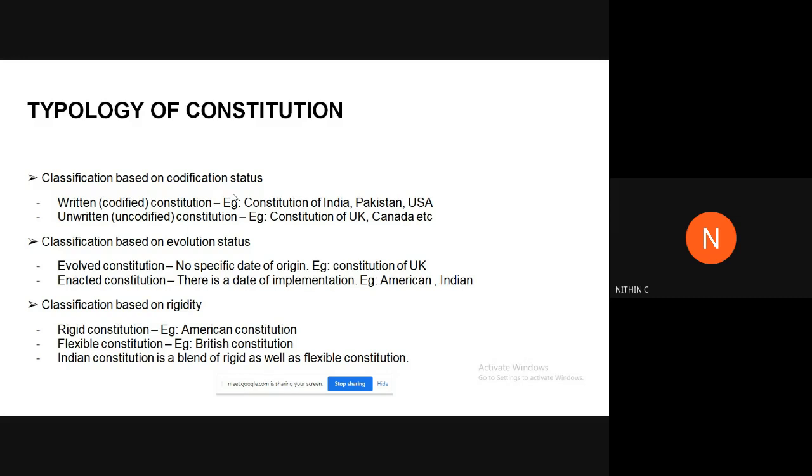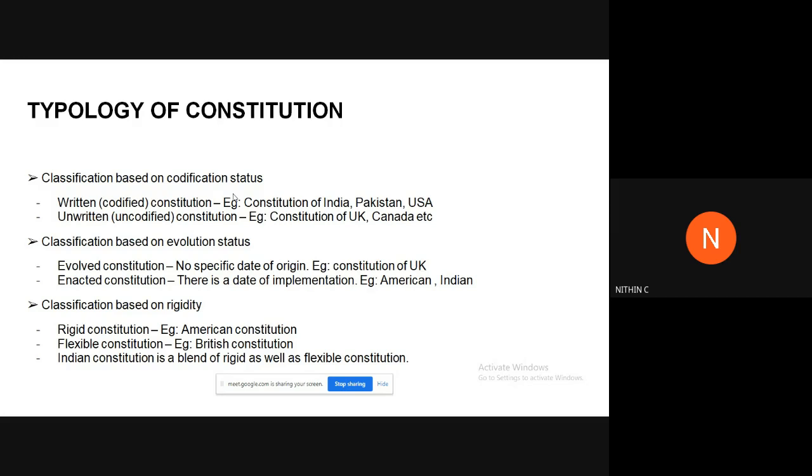Then classification based on rigidity. Rigidity means whether the amendments are possible or not. That is actually what we call rigid and flexible. Rigid in the sense all the articles, contents, and rules and regulations in the constitution will remain as such. There won't be any scope for changing or amending the points. Flexible in the sense it can be changed or modified a little bit. So on the basis of rigidity, you have two types, rigid constitution and flexible constitution.